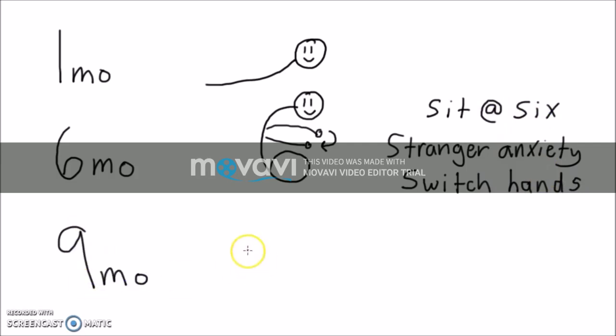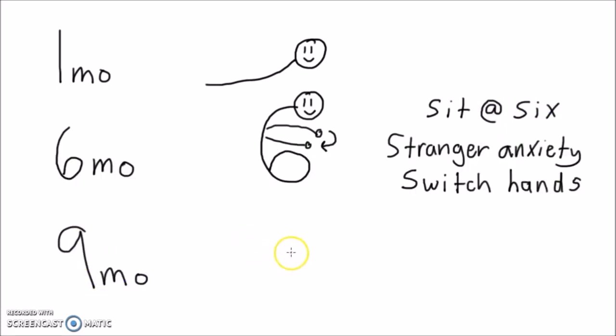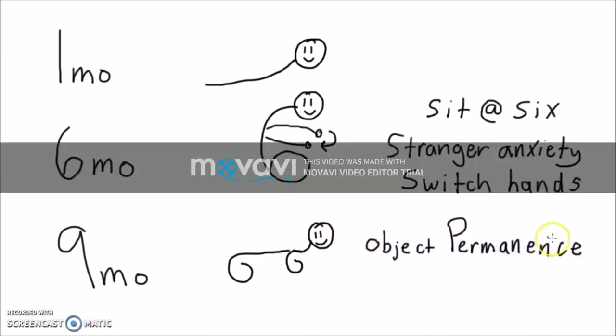At 9 months, the infant should be able to crawl. Crawling kind of looks like a 9 fell down, and a 9 also looks like the letter P in the mirror, so I'll use that to remember that 9-month-old infants develop object permanence and separation anxiety.